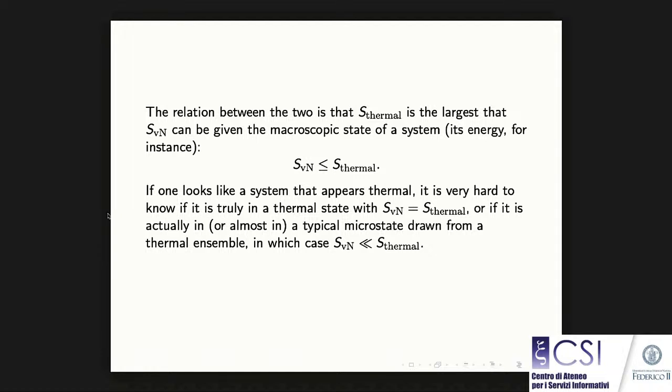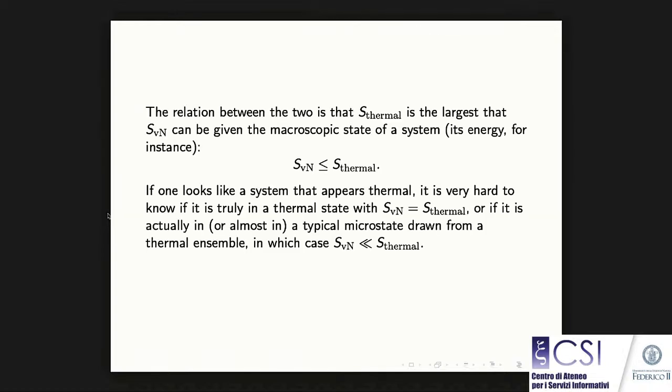If you look at a system that appears thermal, it's very hard to know if it's truly in a thermal state in which the von Neumann entropy equals the thermal entropy, or if it's actually in or almost in a typical microstate drawn from a thermal ensemble, in which case the von Neumann entropy is very small compared to the thermal entropy. And later on, I'll go back in more detail to explain exactly this inequality.